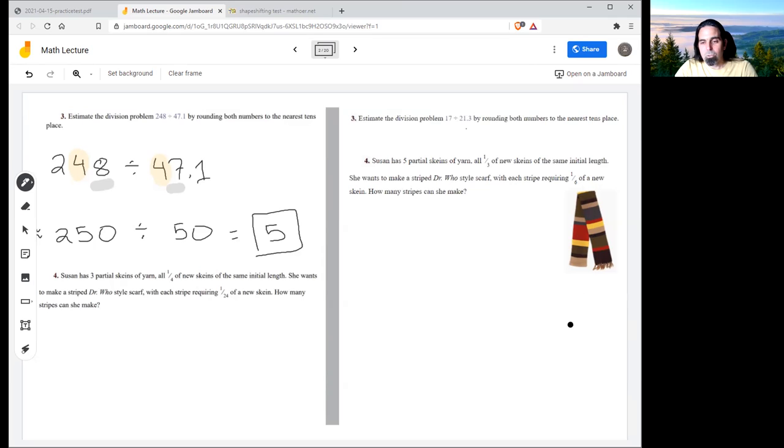I'm going to do this first with pictures, if you like pictures, and then I will do it not with pictures if you're someone that doesn't like pictures. So let's draw what she has. So here is her 5. Everyone know what a skein of yarn is? It's kind of like a spool of thread, but the yarn version. Anyway, she has 5 of them, and they all have 1/3.